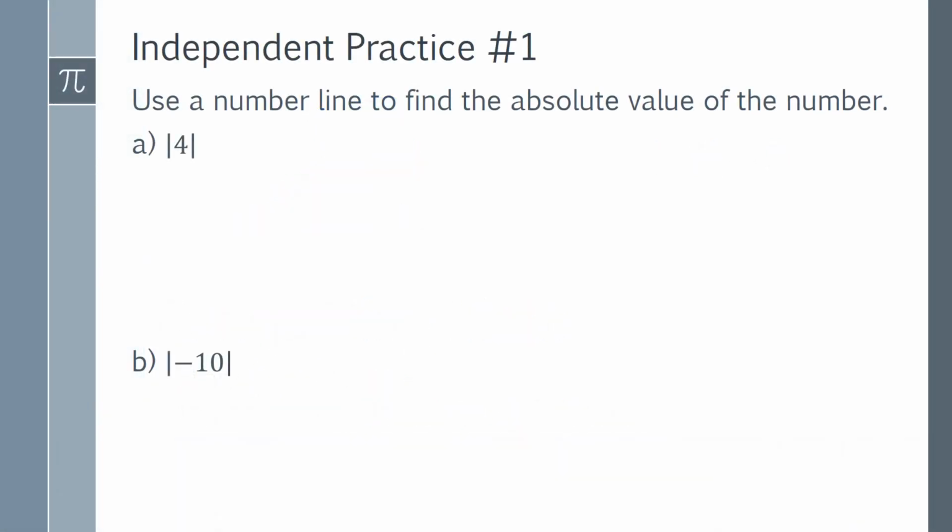Independent practice number 1. Use a number line to find the absolute value of the number. A. The absolute value of 4. B. The absolute value of -10. Now is a good time to pause this video and work on this problem if you have not done so already.